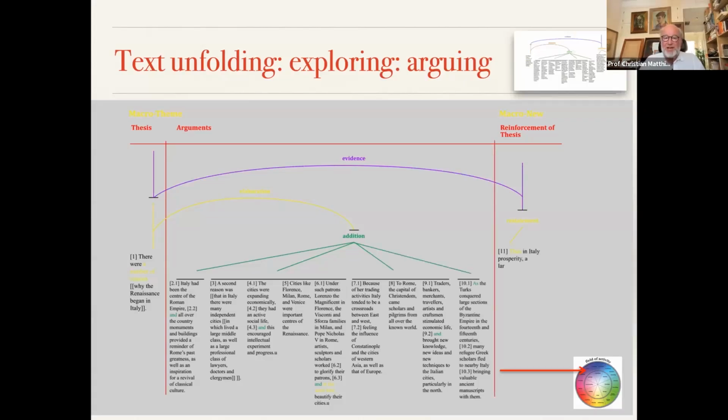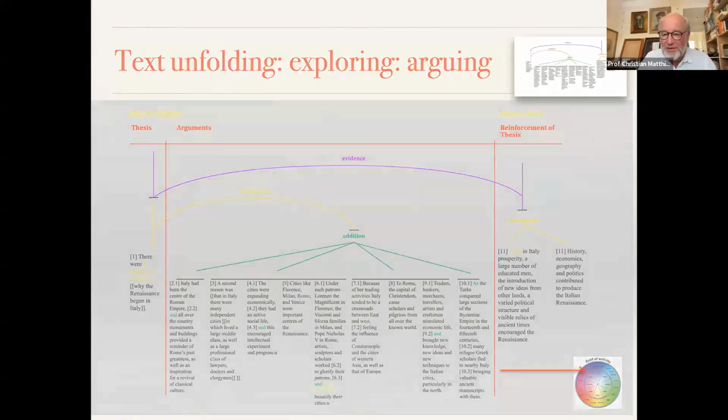Now it ends this text with what in contextual terms is called the reinforcement of the thesis. So the kind of restatement of the full body of the text. If you look at the whole text, you see it begins with a foreshadowing of the thesis, a kind of macro theme, but importantly, because it's a persuasive text, it ends with a macro new, which is a sort of interpersonal take-home. It's a claim about why the Renaissance began in Italy, and by the time you reach this, you've had the body of the text to warm you up so that you believe this claim.